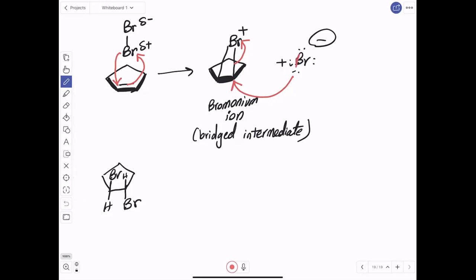If I highlight this bromine as red, this is the new bromine. Okay, it attacks from the opposite side. And that's why we call the product anti-addition. That's why halogenation is anti-addition, because of the intermediate. The intermediate is bridged, and the halogen is blocking one side of the molecule. The nucleophile has to attack from the opposite side. Question?